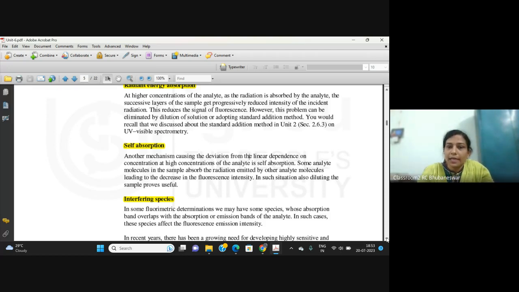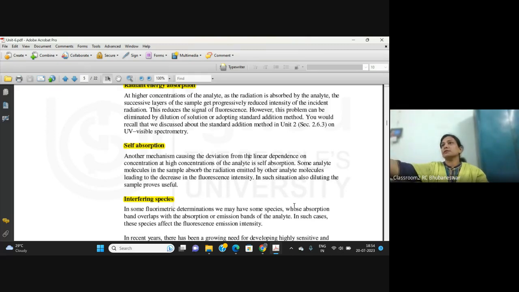Self-absorption is another mechanism causing deviation from the linear dependence on concentration at high concentration of analyte. I was talking about the high concentration of analyte. If you are increasing the concentration, then the emission radiation which is passing through will again encounter other molecules nearby. Understood? So the emission coming out of that solution is not freely moving, because you are increasing the concentration of the analyte more.